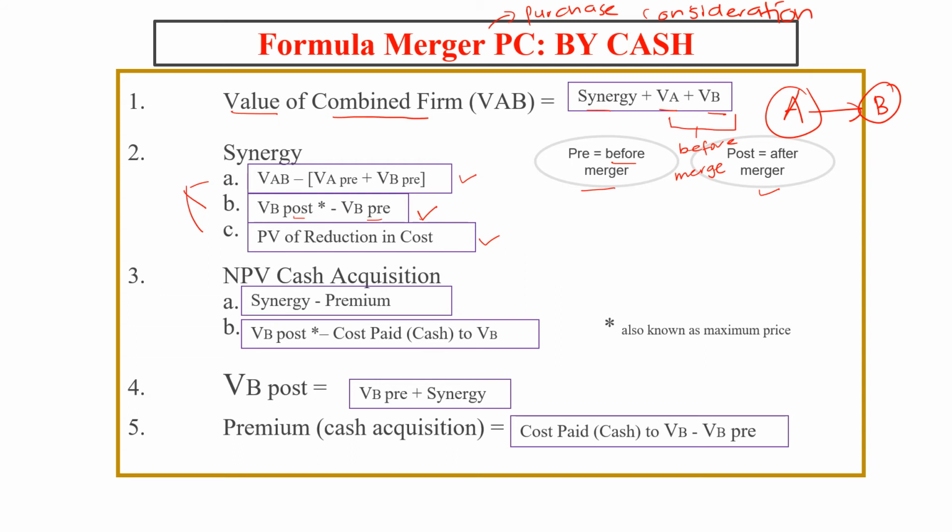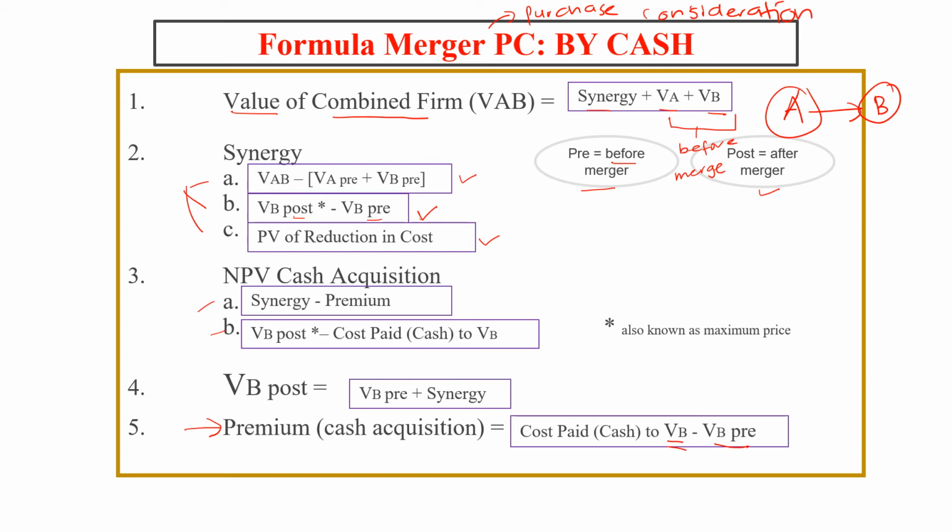Next is the NPV, net present value for cash acquisition. So dia ada dua cara macam mana you nak kira net present value. First one, synergy minus premium. So macam mana kita nak tahu what is premium? Okay, so the premium, you can see on number 5, is the premium on the cash acquisition. So cost paid cash, or firm A pays cash to B, minus the VB pre, which means the value of firm B before merger.